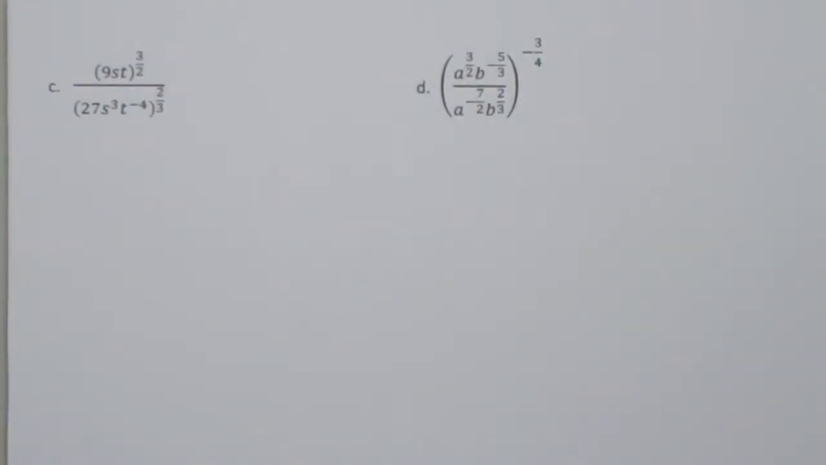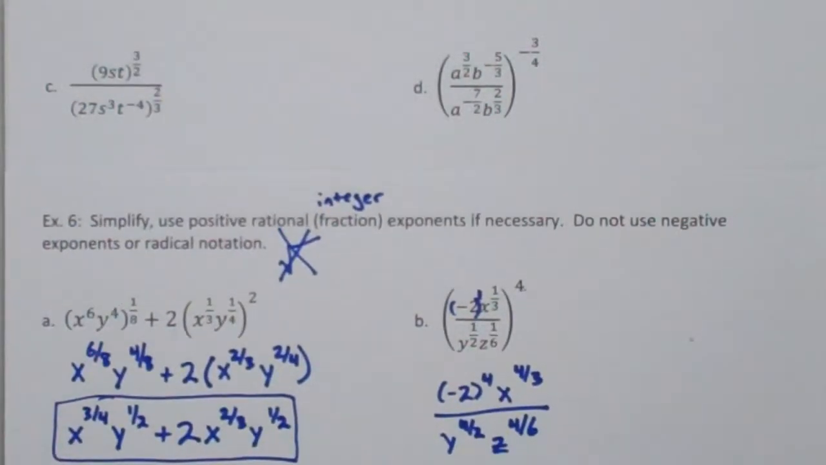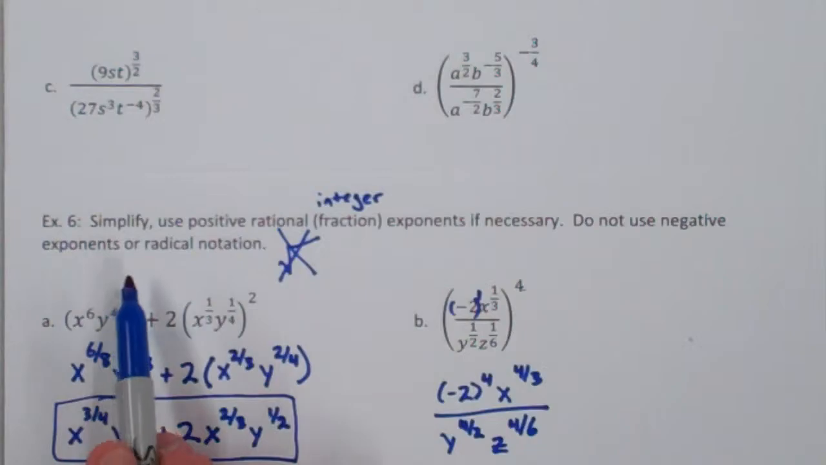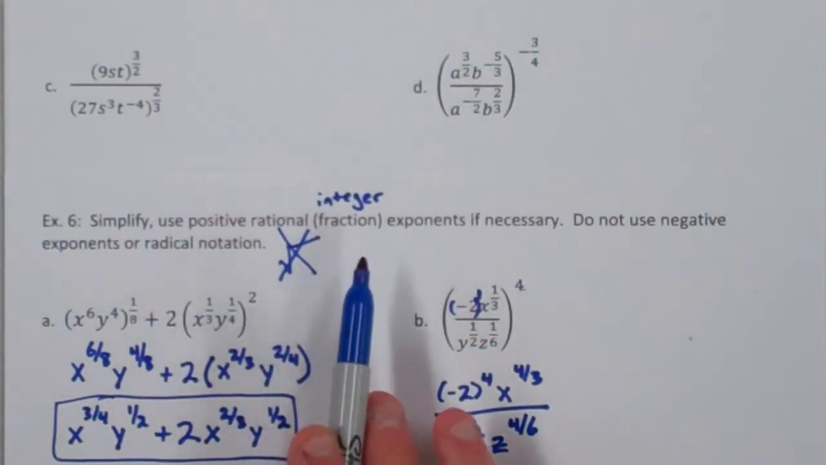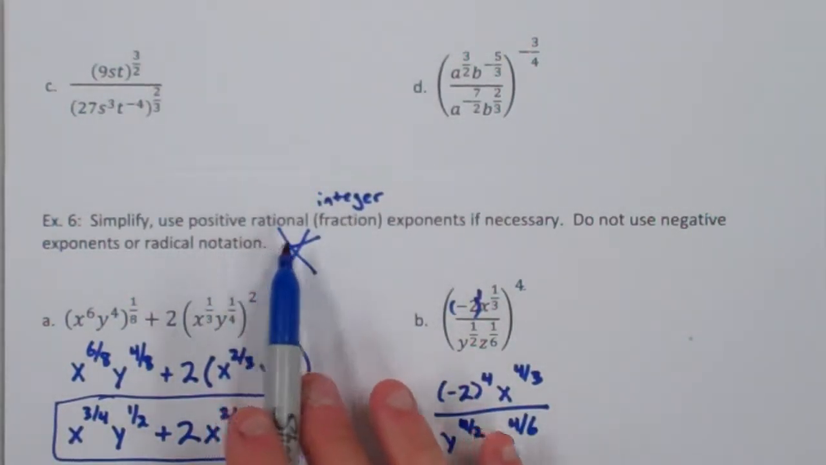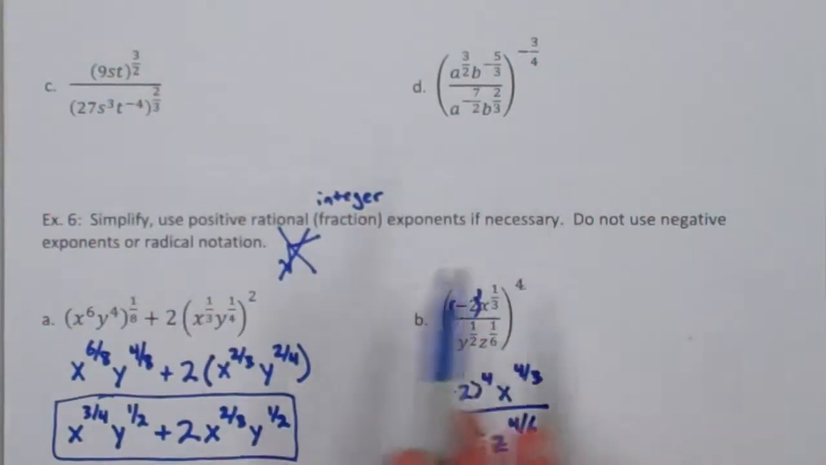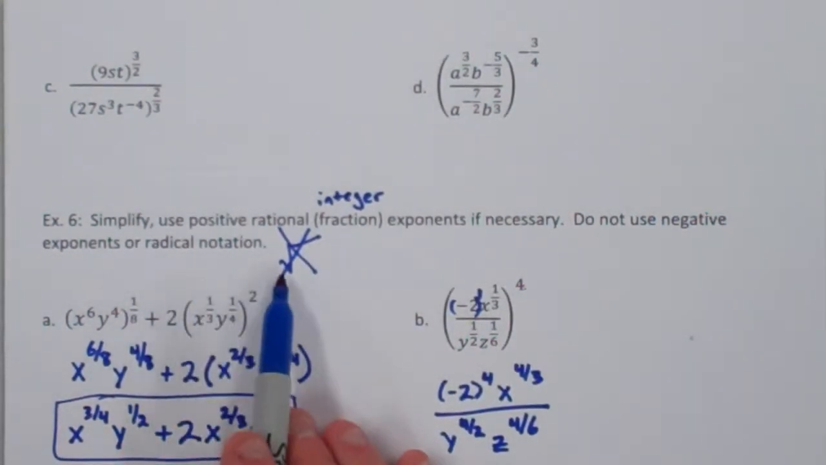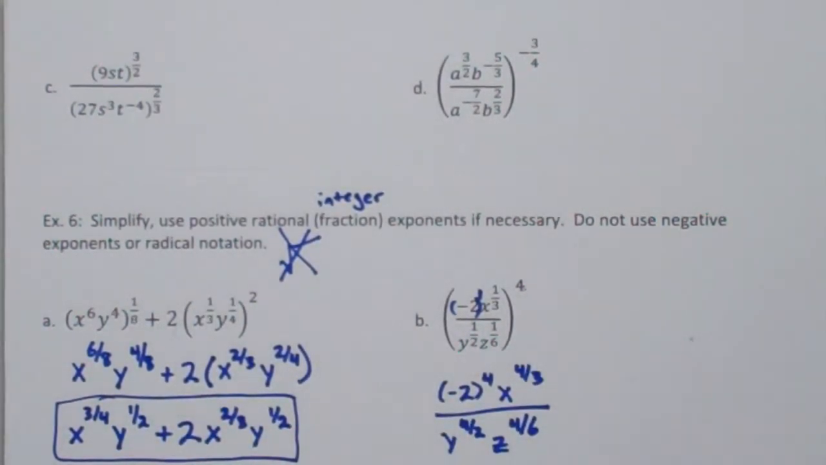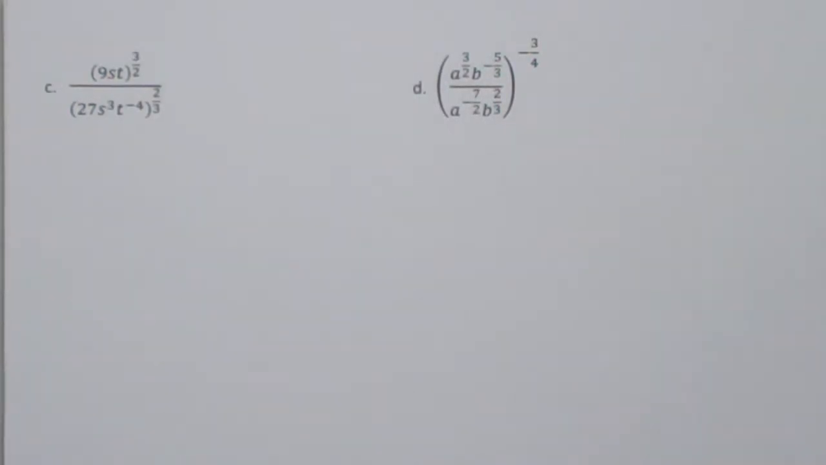Okay, we're going to continue on with C and D, also from example 6. So we'll go ahead and take a look at the instructions here real quick. Simplify, use positive rational fractions or integers, that means exponents if necessary. Do not use negative exponents or radical notation. We don't want to see any roots in our final answer here.